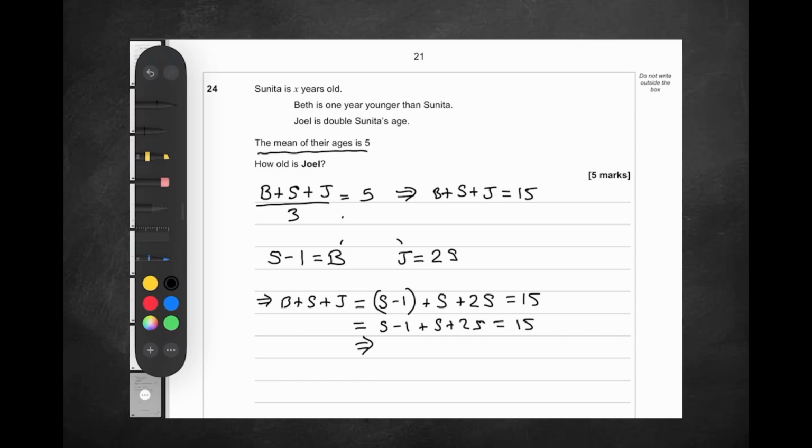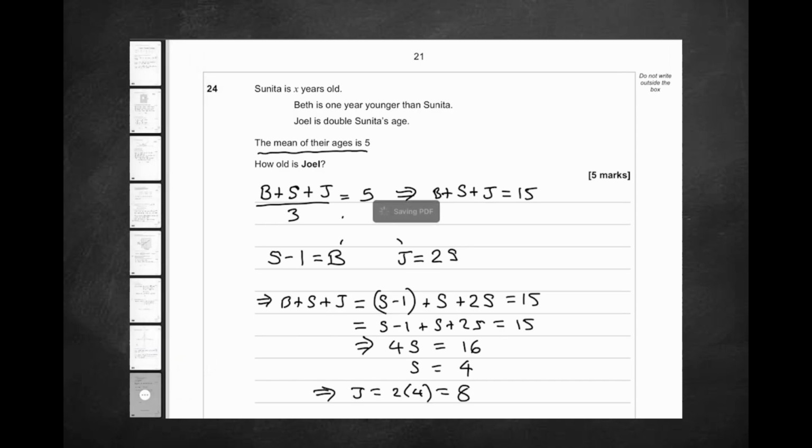Therefore, 4S equals 16, just by taking the 1 onto the other side. S equals 4, but the question wants to know how old Joel is. Therefore, Joel equals 2 times 4. Joel is 8.